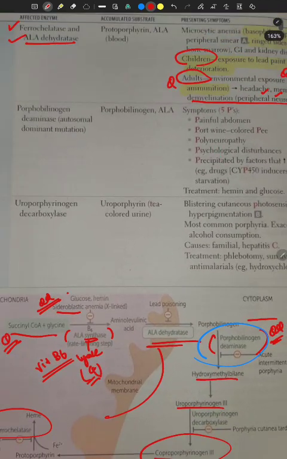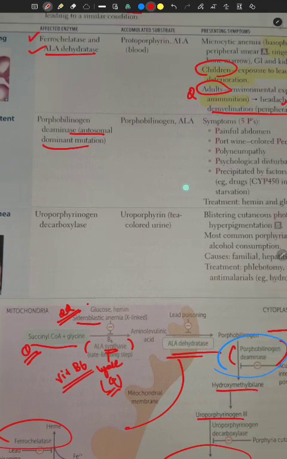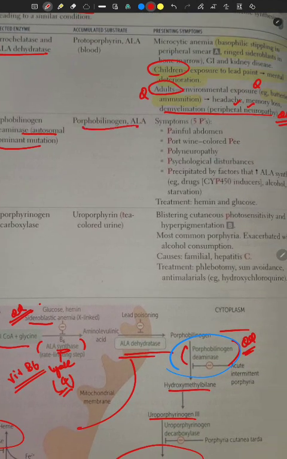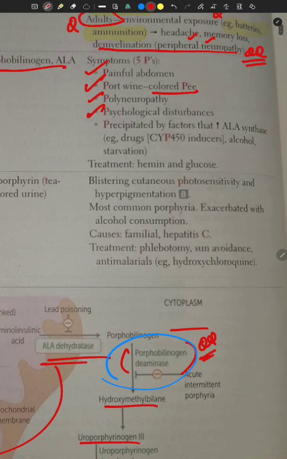Whenever there is deficiency, most enzyme deficiencies are autosomal recessive, but here it is autosomal dominant. As a result, porphobilinogen and ALA will be accumulated, and the patient will develop what? Porphobilinogen is accumulated, where? In the liver, and painful abdomen is seen, port wine colored urine, polyneuropathy, and psychological disturbances. It is precipitated by drugs that increase ALA synthesis, mostly inducers, because inducers increase ALA synthase, increased substrate, increased clinical presentation. This is very, very important. Alcohol is also an inducer.